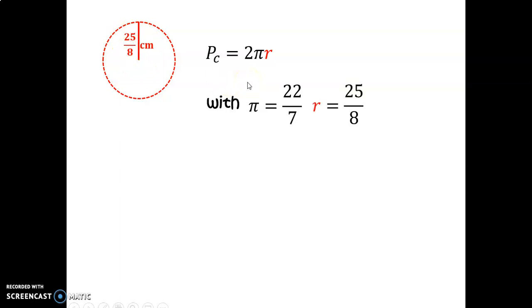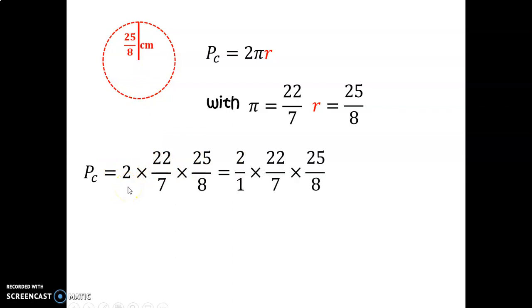So our radius is 25/8 and that's going to lead us in our formula to the perimeter of the circle being 2, that is this 2 that is in here, times this pi that is 22/7 times this r that is the radius 25/8. But remember that this number is an integer, and for turning this into a fraction, we just have to place a 1 under it. So we're going to have this.